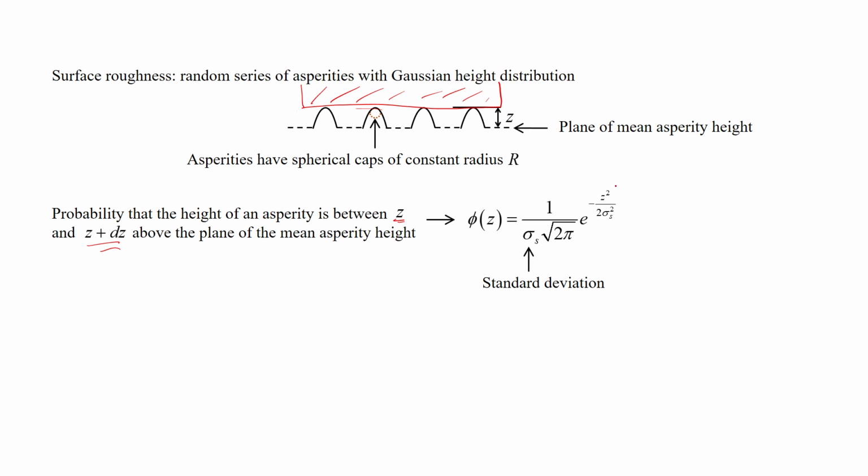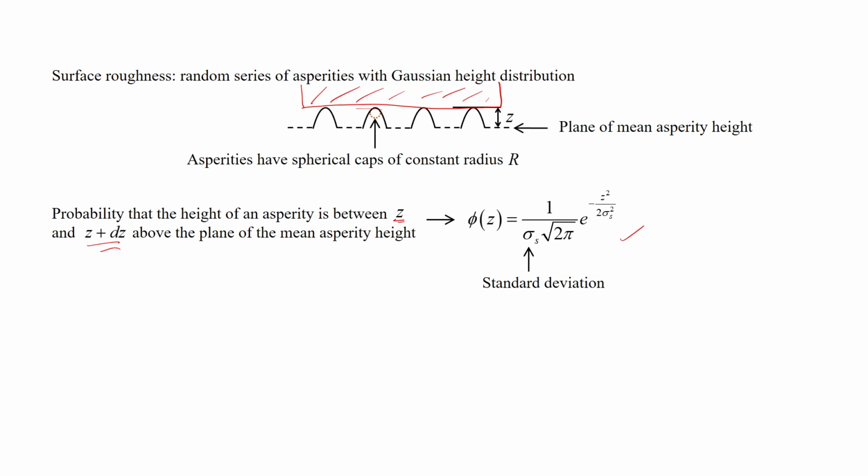Here the mean is of course 0, z is the height, and phi of z defines the fraction of those asperities which have height between z and z plus dz, and sigma s is the standard deviation. So, the higher the standard deviation, the larger the difference between the different heights, the larger the width of the distribution in a sense.